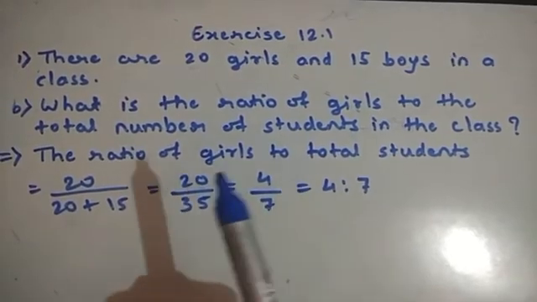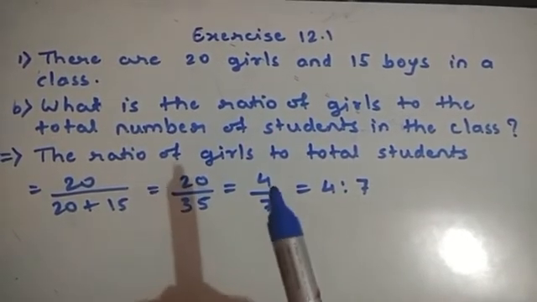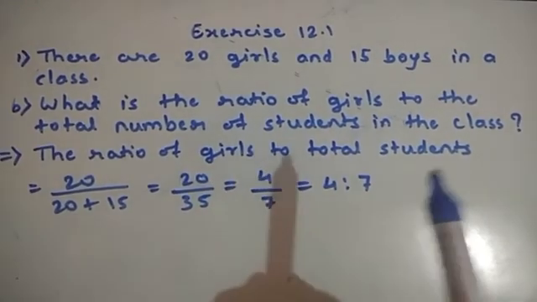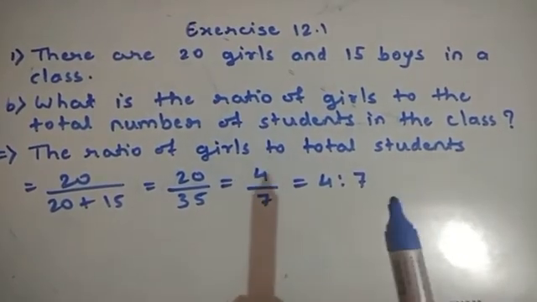5 4s are 20, 5 7s are 35. Therefore, 4 upon 7 can be written as 4:7. Therefore, this is the ratio of girls to total students, that is 4:7.